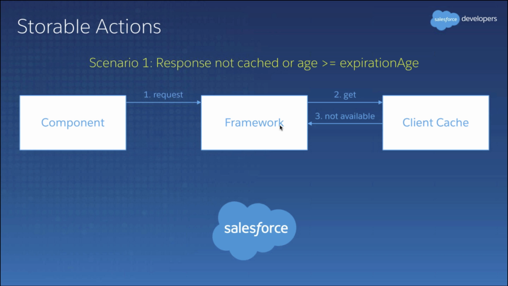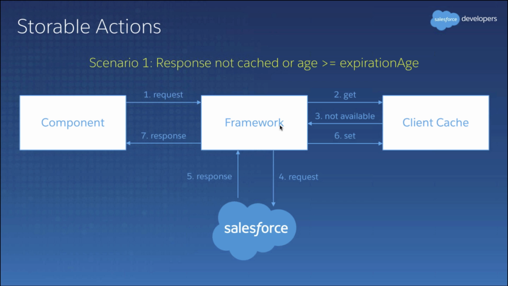So then, of course, the framework is going to call the server to get the data, is going to get a response, and then is going to cache that response, because remember, you mark that action as storable. So at this point, the response is in the cache. And then the last thing that the framework will do is to actually pass that response to the component by calling its callback function that you define. So that's the typical use case when the data is not available in the cache or is expired.